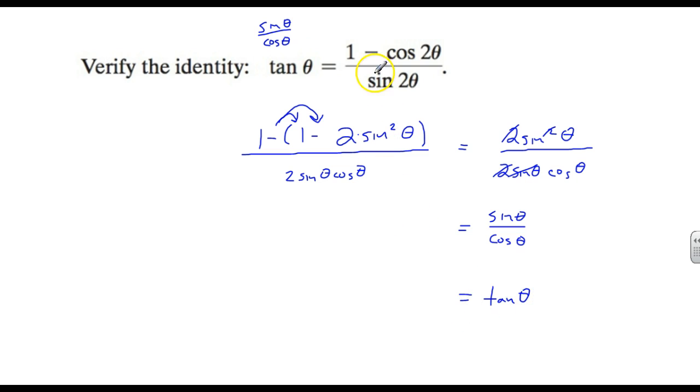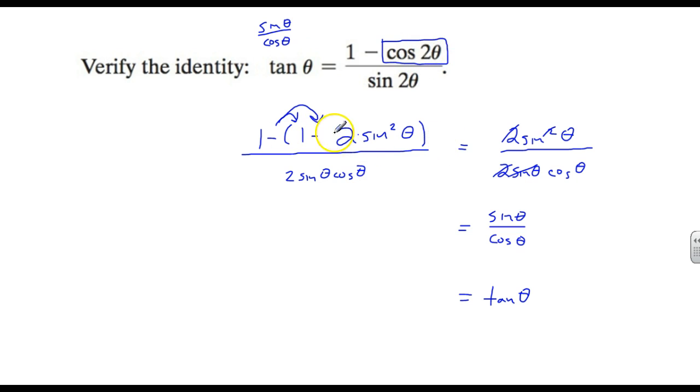Okay, so the importance of this example is that, remember, cosine 2 theta has multiple ways that it can be interpreted, or we can work around it. And it's your goal. What do you want? What are you trying to show when you're verifying an identity? That will determine which one of those we ultimately use.